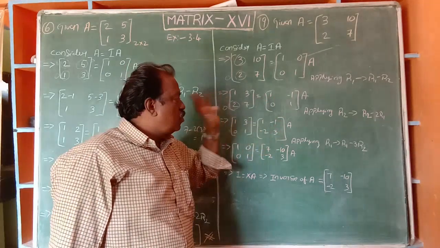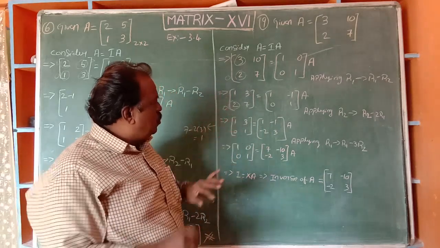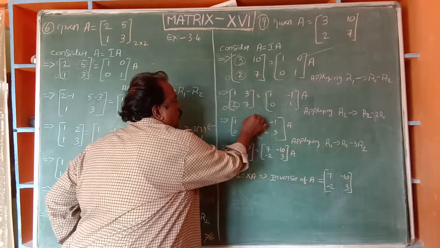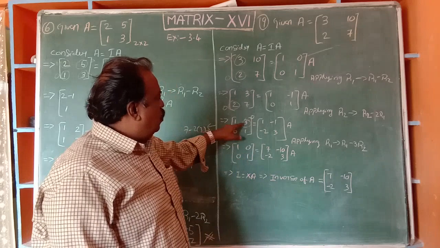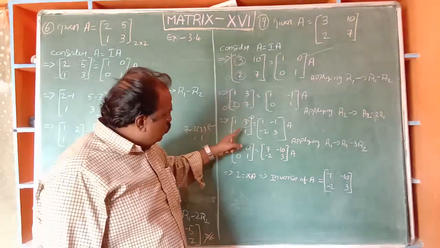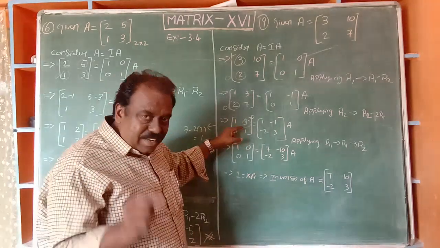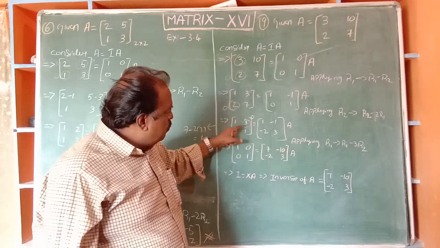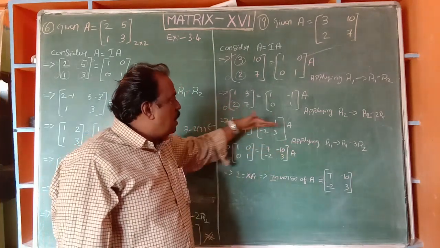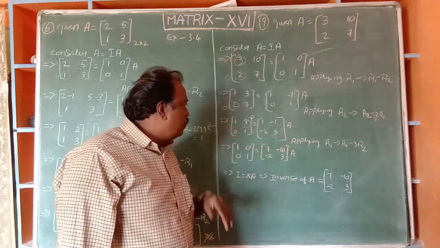Any doubt? Try to understand. Again, here 1, 0, 1 is over, correct. Now here we have to get 0. How can you get the 0? 3 minus 3 into 1. You try to understand here. That is the twist in the problem. 3 minus 3 into 1. We are applying R1 changes as R1 minus 3 into R2.